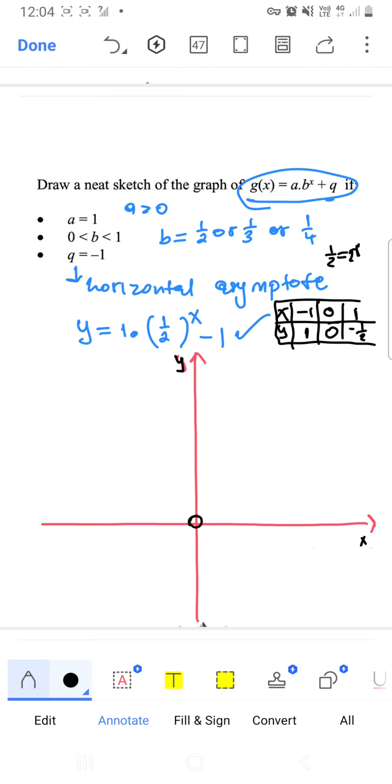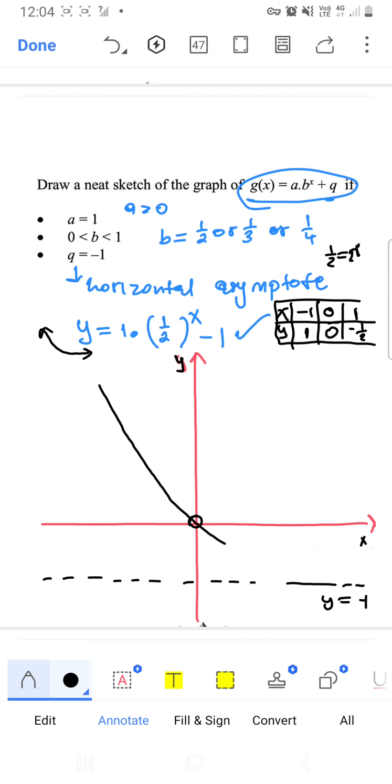So when we draw the graph, we know that the graph will decrease, will take this shape, right? So it will be a decreasing function. But first we draw the line of the horizontal asymptote, right? This line will go through y equals to -1. So we know that the graph will take this shape, right? And then this will be the graph of g. It will go through the origin.